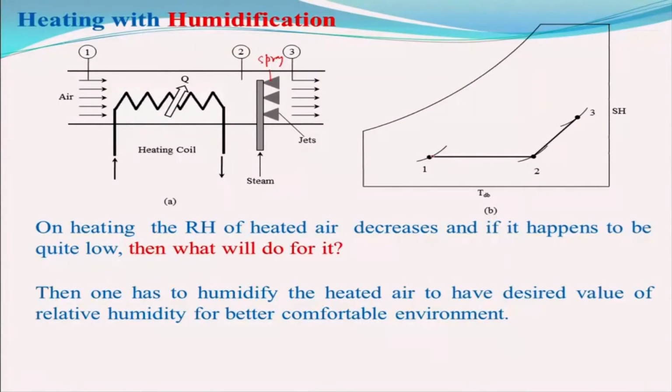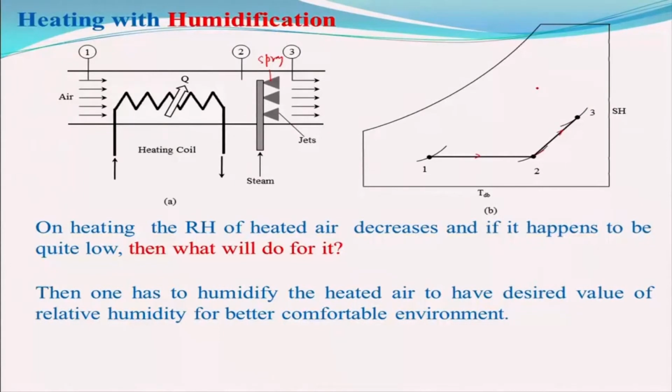What will happen? From 1 to 2 you are heating. That means specific humidity is remaining constant. And from 2 to 3, what will happen? You will be adding some moisture. So the moisture content is increasing, and then the specific humidity increases. Also, what will happen to relative humidity? Relative humidity also will increase because this is a lower curve and this is higher.